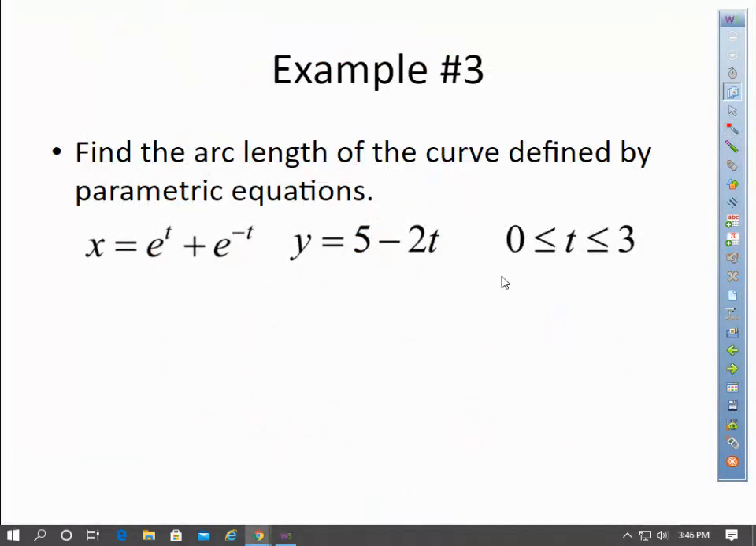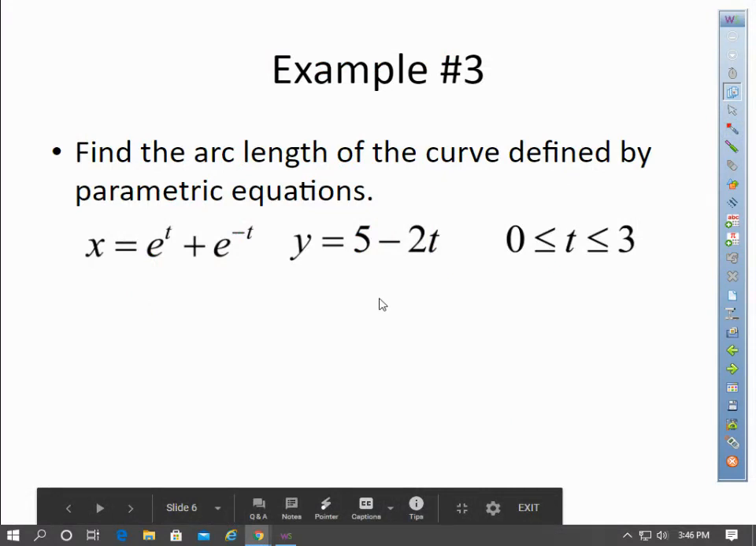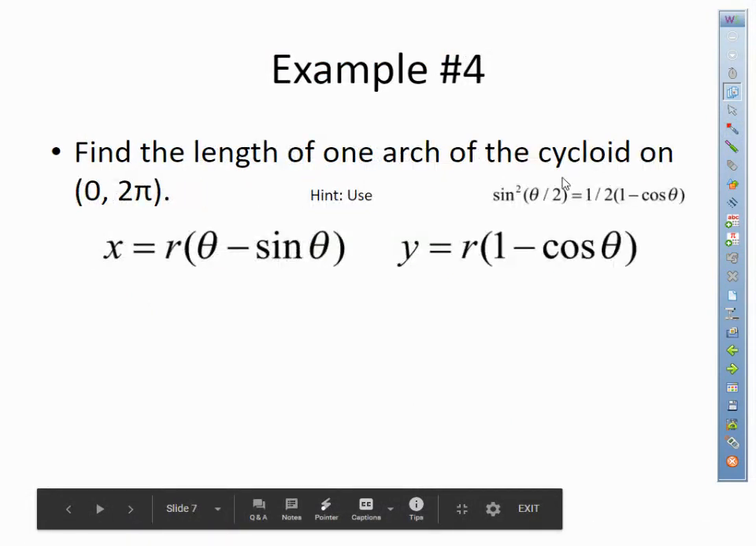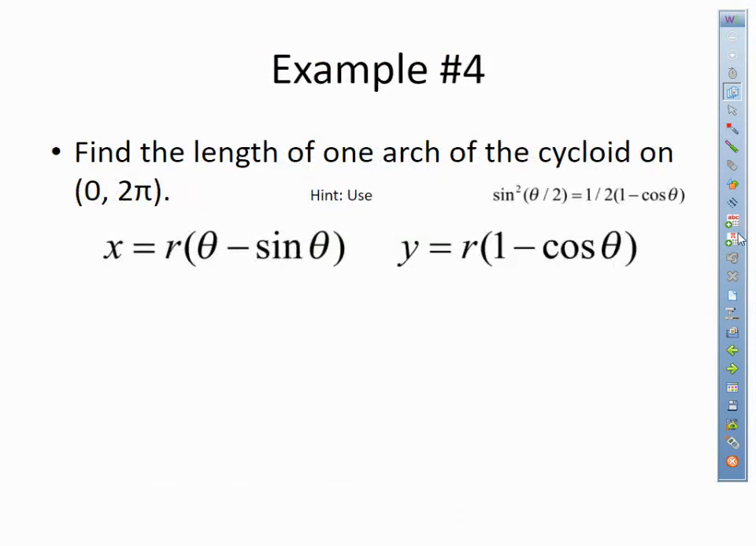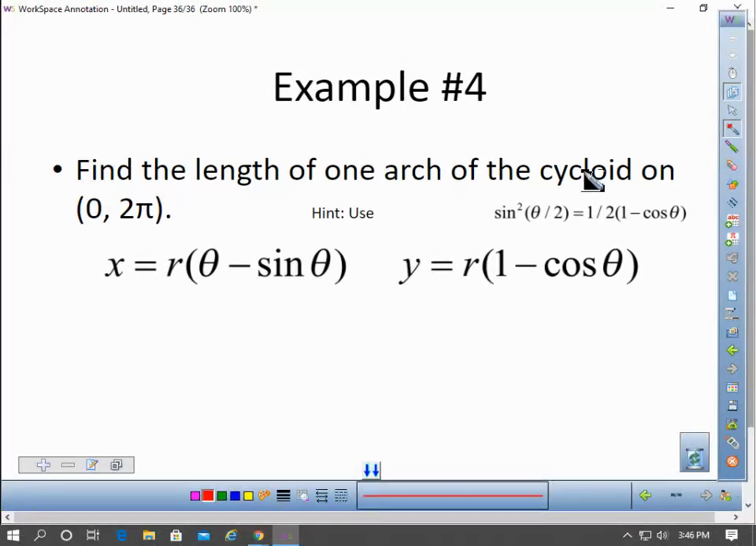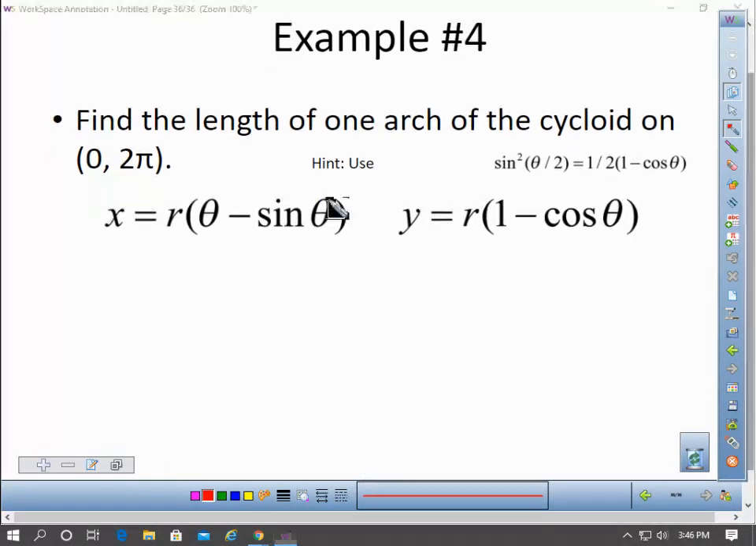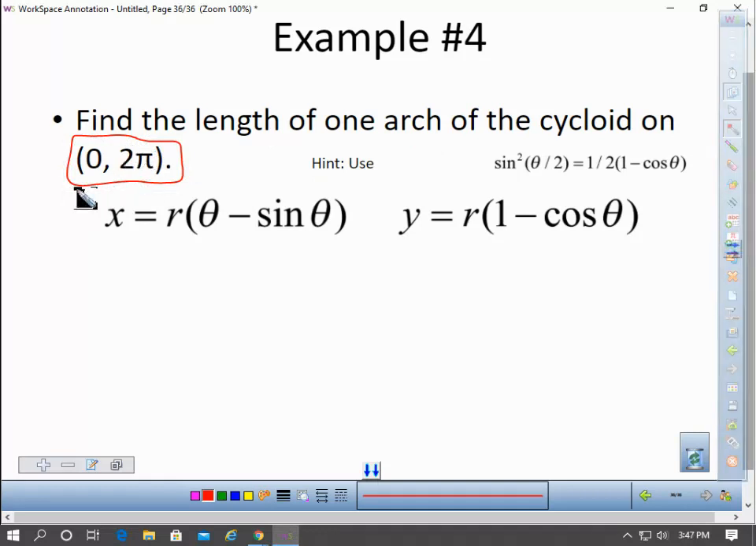So again, this is nothing but a formula, is all it is. We are just doing the integral of the square root of dx dt squared plus dy dt squared. It's all you're doing. All right, now this says find the length of one arch of the cycloid on the interval from 0 to 2 pi. Okay, so this is our interval because they're telling us one arch on this interval. All right, so I don't need to change the interval length or anything.